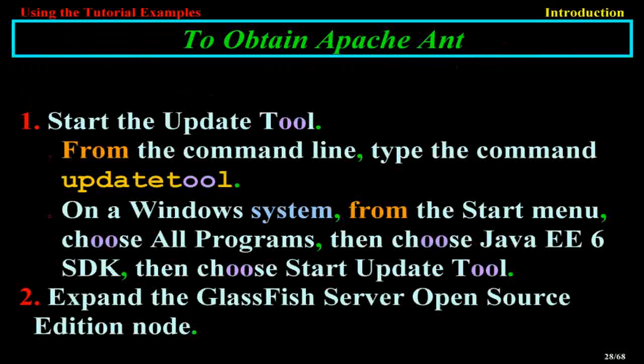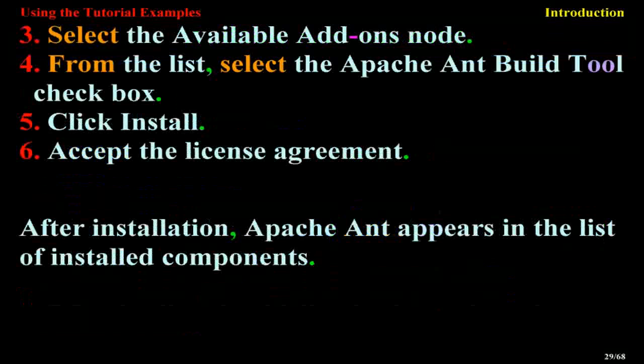From the command line, type the command updatetool. On a Windows system, from the Start menu, choose All Programs, then choose Java EE6 SDK, then choose Start Update Tool. Expand the GlassFish Server Open Source Edition node. Select the Available Add-ons node. From the list, select the Apache Ant Build Tool checkbox. Click Install. Accept the license agreement.